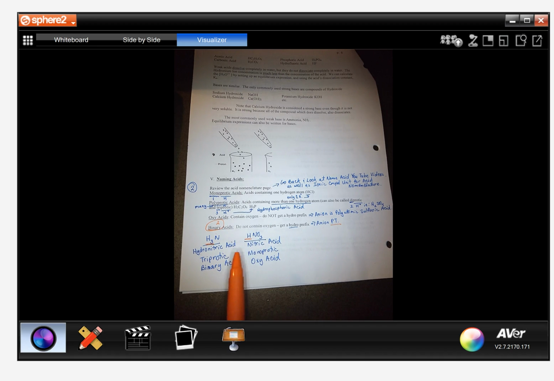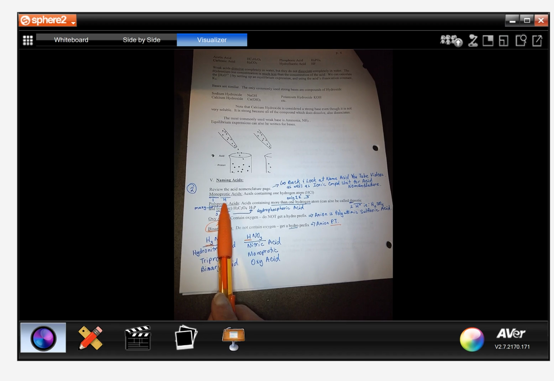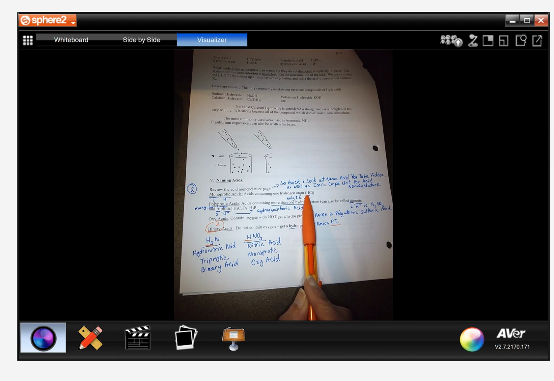Naming acids, you guys, there are several different types of acids, and all those acids depend on the number of hydrogens that are present. So you know that an acid always has a hydrogen in front of it, but counting the number of hydrogens also affects the name of it. There is something called monoprotic. Protic means hydrogen, and mono means one. So these are acids that only have one hydrogen in them, like hydrochloric acid. This has one hydrogen only.